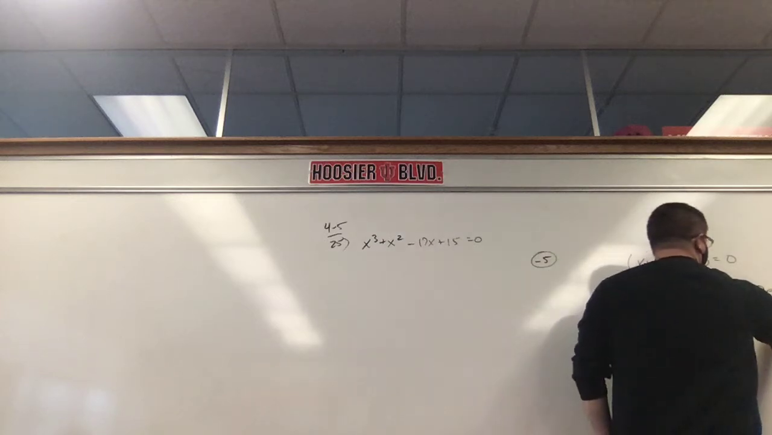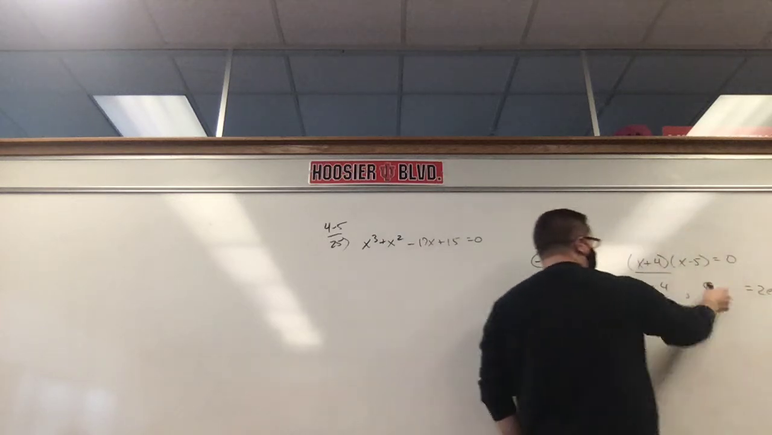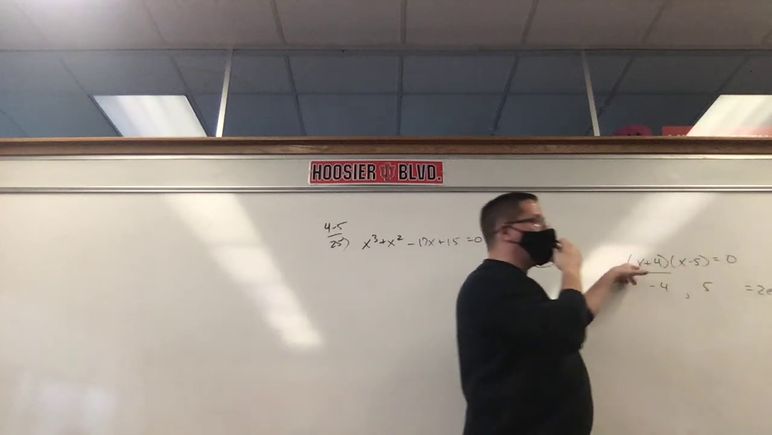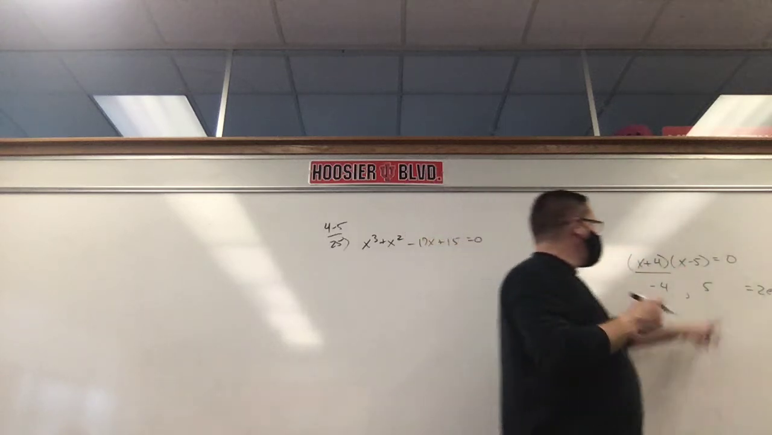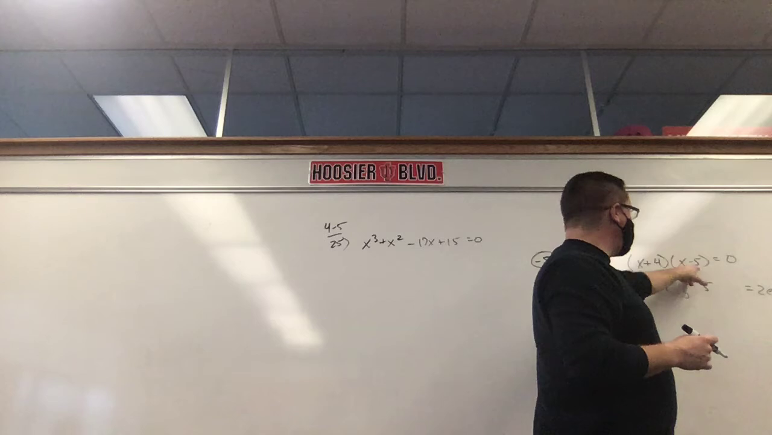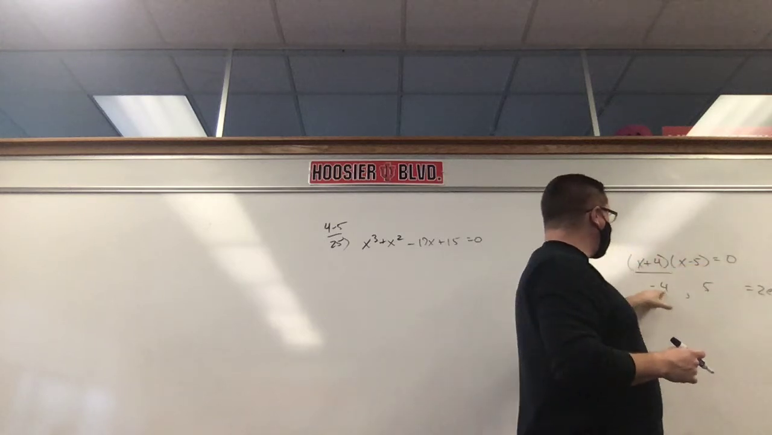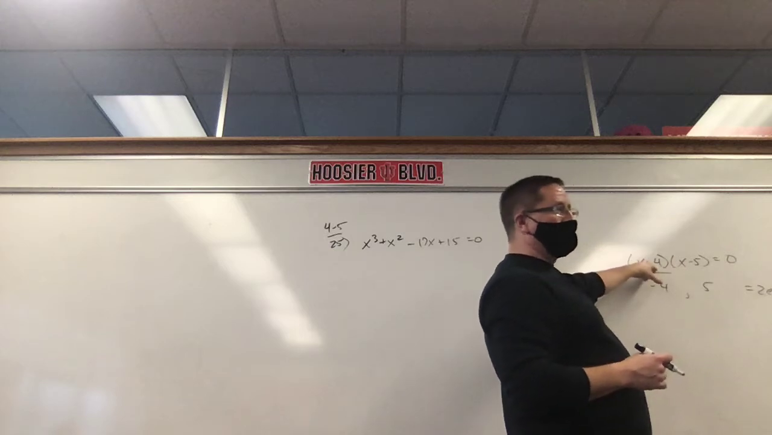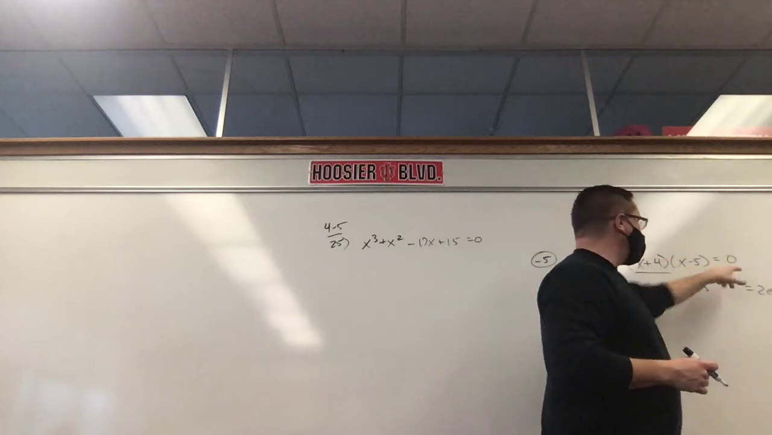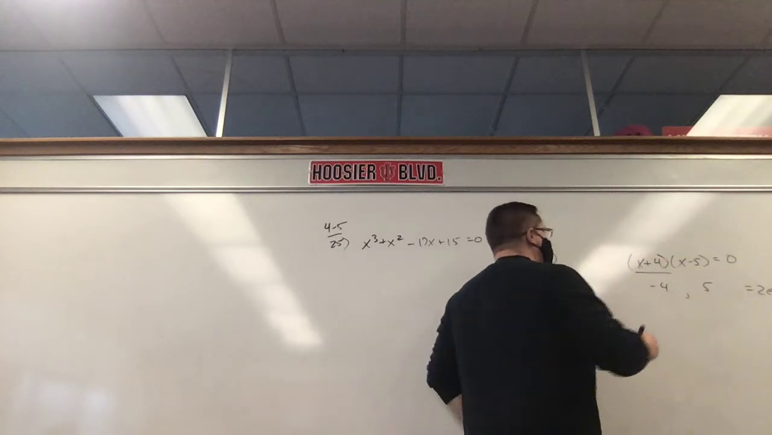These are the zeros. The zeros are 5 and -4, because when I plug in 5 or -4, you get an answer of 0. If I plug in 5 here, 5 minus 5 is 0. 0 times stuff is still 0. If I plug in negative 4, plus 4 is 0. 0 times other stuff is still 0. These are your zeros.